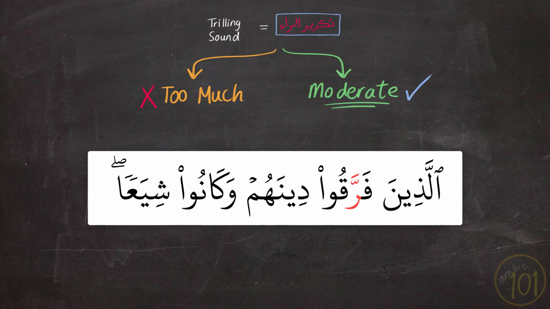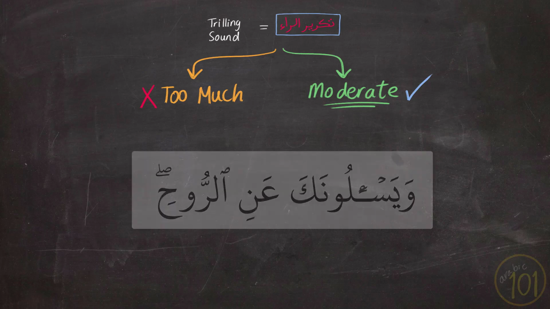Let's listen to these examples. الذين فرقوا دينهم وكانوا شيعا. Here it is clear that I added too much trilling to the ra. فرقوا. Now that is disturbing and it doesn't sound correct. So it should be الذين فرقوا. One more example.